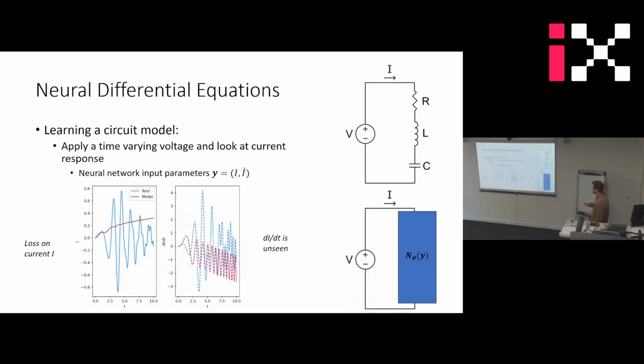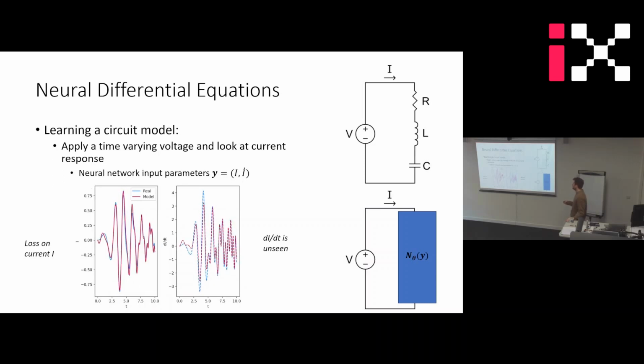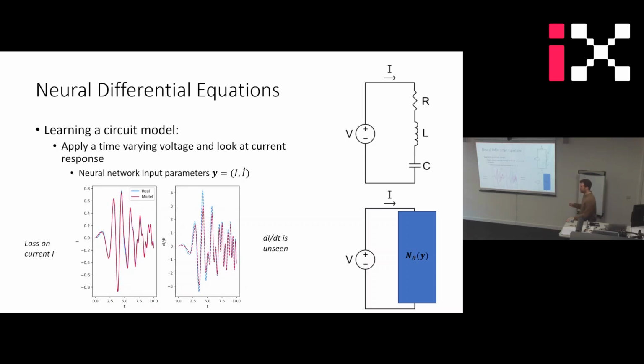So here we applied some incoming time-varying voltage, and we get this current response in the blue, and then we train our neural network to match the current as closely as possible. You can see this is over various training epochs. It settles down and gets pretty close. We only minimize the least square error on the current here. We don't tell it about the rate of change of current, but you can see it still predicts it. We just don't include it in the loss. And you can see it still does a pretty good job.